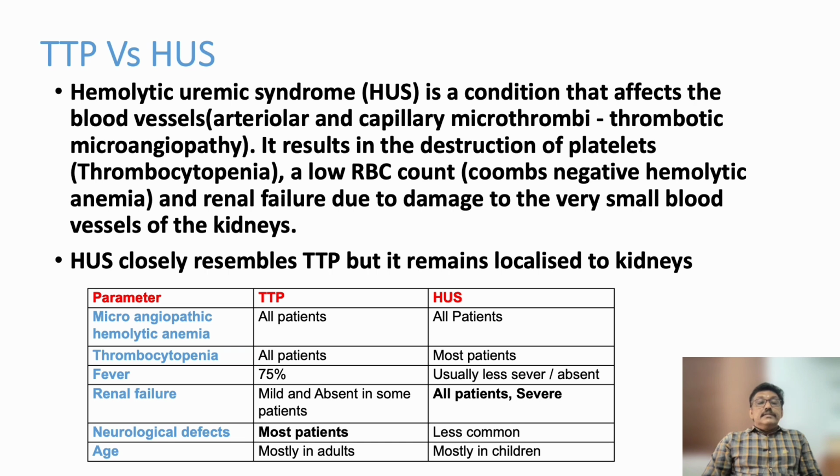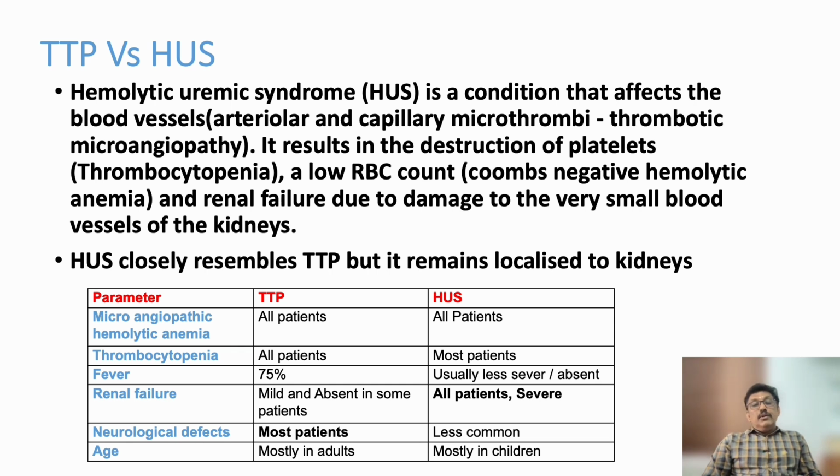So you can see the differentiating features of TTP and HUS here. Microangiopathic hemolytic anemia is seen in both the conditions. Thrombocytopenia is seen in all patients with TTP, and most of the patients in HUS. And fever is a classical finding seen in TTP, not seen in HUS. But many patients with HUS will have a past history of fever, that we should remember. Renal failure will be mild in TTP. Many patients it will be absent also. There may not be any renal failure.